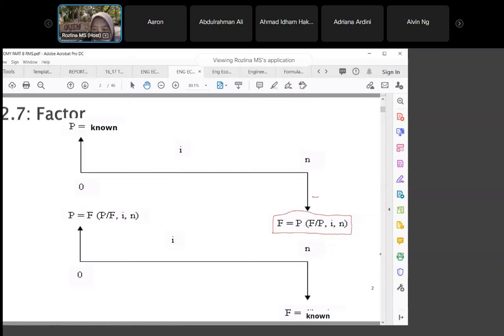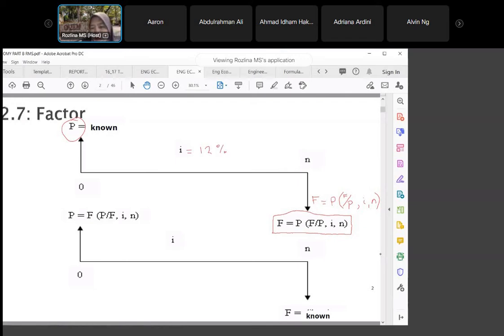Okay, so you want to find F. So how to write the formula? F equal to, okay, you know P. So you put P and then open the bracket. F is what you want to find out, over P. P is given. And then comma I, comma N. Macam tu je.